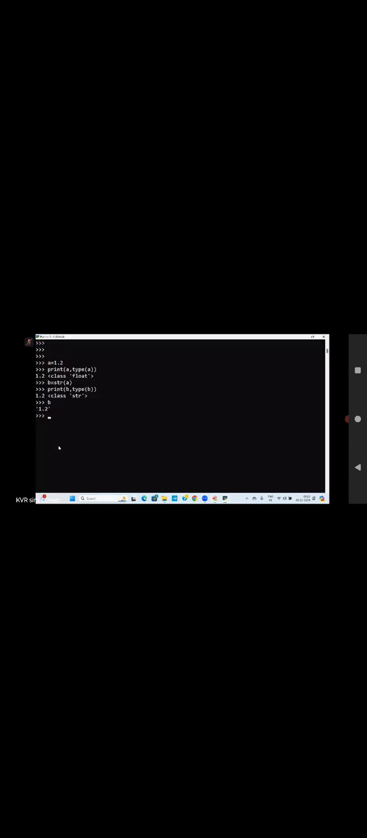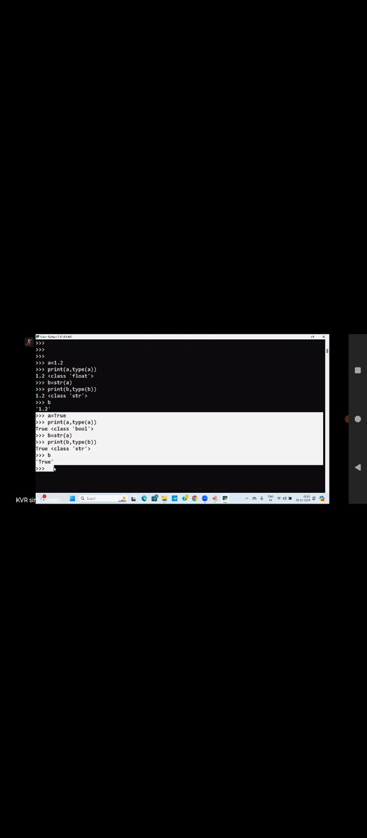Next. A is equal to True. This is bool type. Convert it. Print of B is True within quotes. Every value type can be converted into which type? STR type. Every value can be converted into STR type. This is one thing.